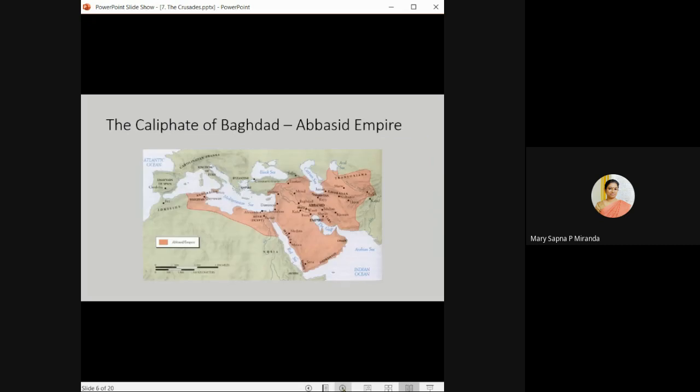Now, this is a map of the Caliphate of Baghdad. Initially, all these regions were occupied by these Arab Muslims, and they were quite tolerant, and they did not really disturb the Christians coming to Jerusalem or praying there or staying there. They didn't have any problem there. See, Jerusalem is right here in the middle of this Caliphate of Baghdad, or the Abbasid Empire. It was one of the biggest Muslim empires of that time. So things were okay as long as the Arabs were in control.